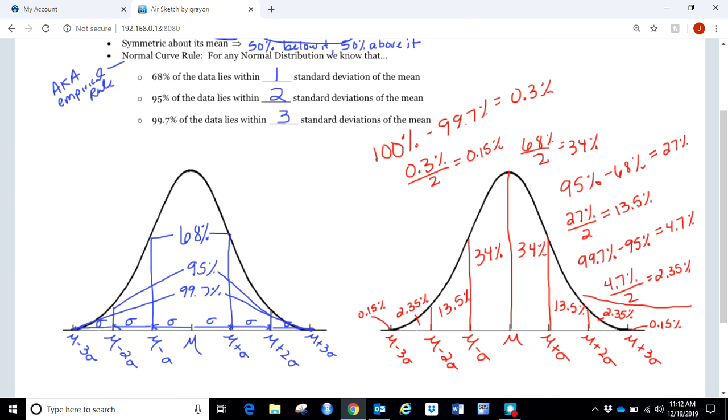So that's what the normal distribution looks like. This is what the normal curve rule, or also known as the empirical rule, looks like. Our goal in the next video is to take these numbers and apply it to some problems to find some probabilities and to see how this relates to those z-scores that we were finding in the previous videos.